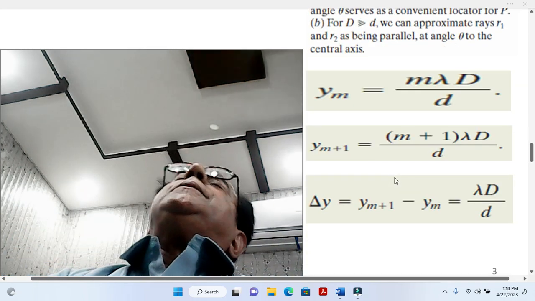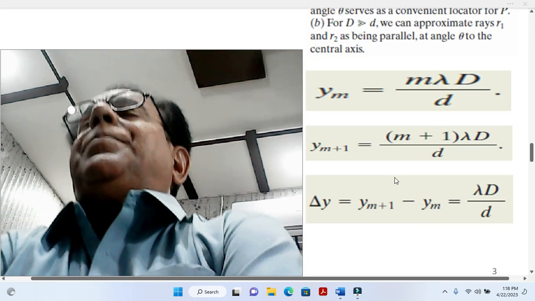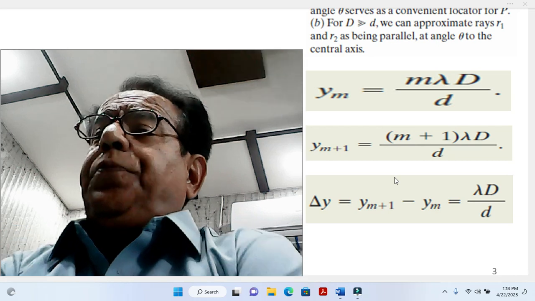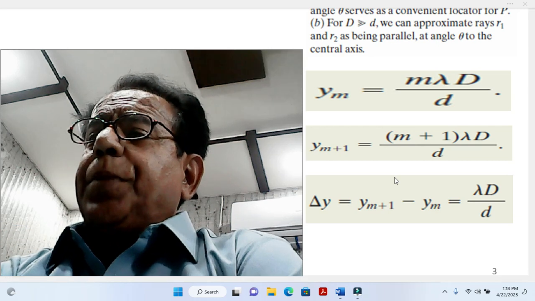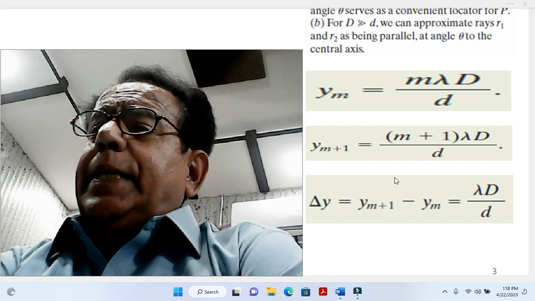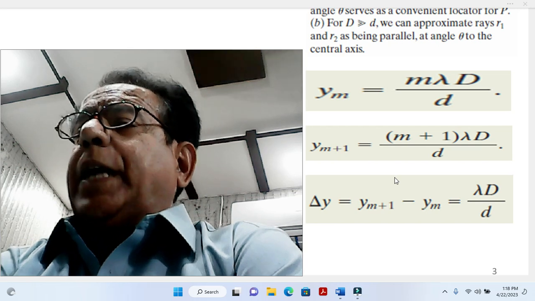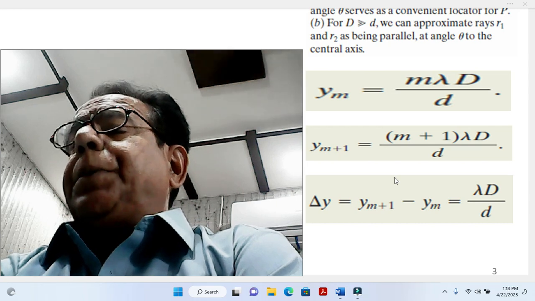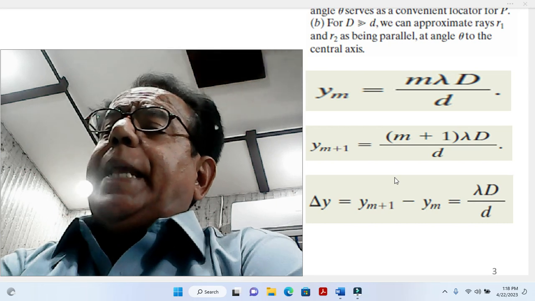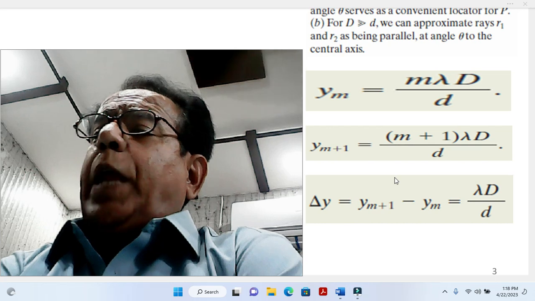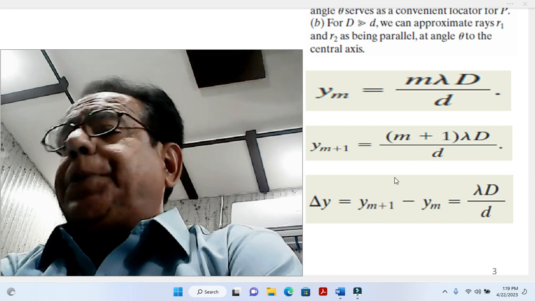Dear students, from Young's double slit experiment, whose figure has been shown above, the following three results have been derived. Ym is equal to m lambda capital D over small d, and Ym plus 1 equal to m plus 1 into lambda capital D over small d.